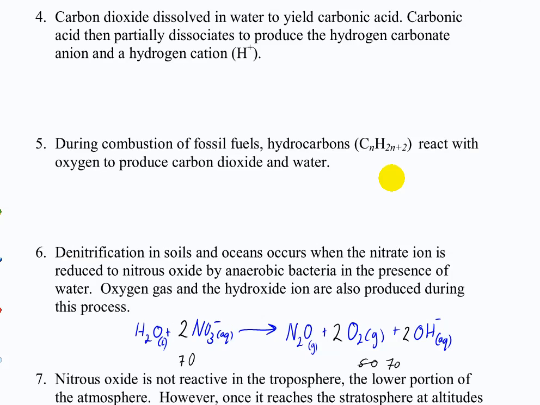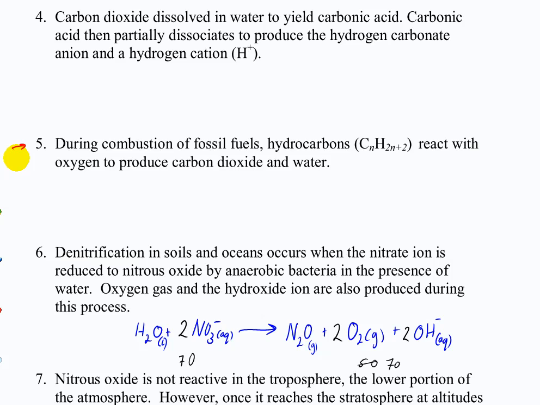During combustion of fossil fuels, hydrocarbons react with oxygen to produce carbon dioxide and water. Now all saturated hydrocarbons have this type of formula, CnH2n+2. When n is 1, you have CH4. N is 2, you have C2H6. N is 3, you have C3H8. Those are known as methane, ethane, propane, all of these combustible hydrocarbons, fossil fuels. And they all have this type of formula.